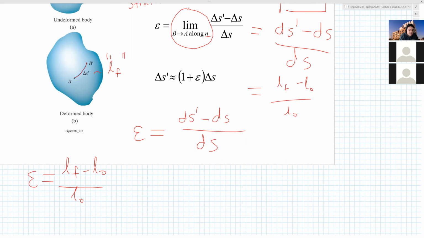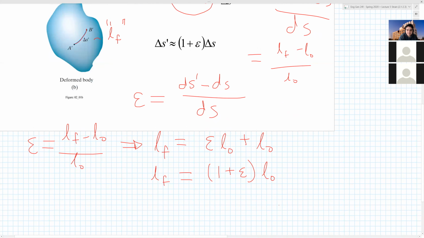So if I want to know my final length of the bar, all I got to do is some fancy little algebra. I just got to solve for L final. How do I do that? Multiply by L naught, and then you add the L naught. So what I did on the left side is I solved for L final. L final is equal to, I can pop out the L initial, 1 plus epsilon times L initial.